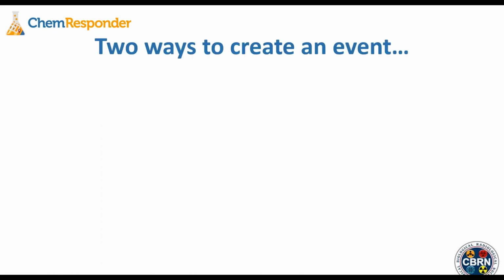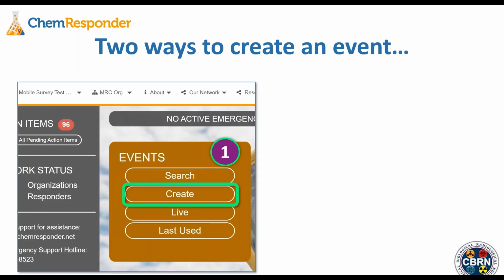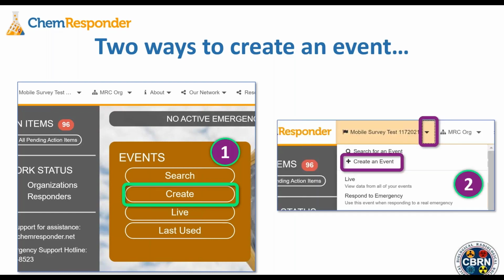There are two different ways to create an event. The first being on the ChemResponder dashboard. Once you log in, you should see the events tile, and if you do have the permission, you'll see the create button. You can also access the create an event page by opening up the drop-down arrow on the event header and clicking create an event.